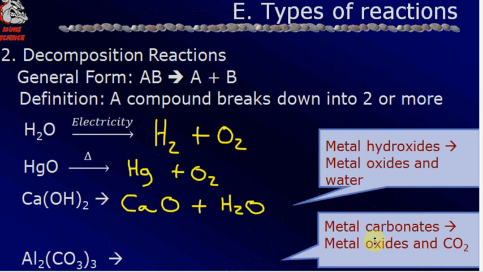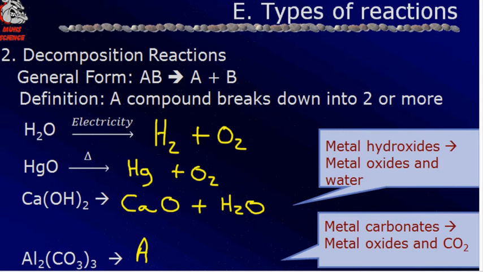In our next decomposition, this is the metal carbonate rule, and I have aluminum carbonate here, and it's going to break down. When it breaks down, it forms the metal oxide and carbon dioxide. Notice how these are very similar. Both of them are forming metal oxides. So we got to write the formula for the aluminum oxide correctly.